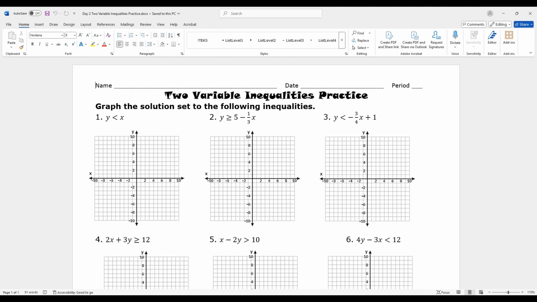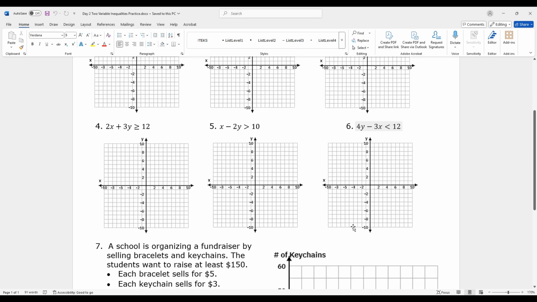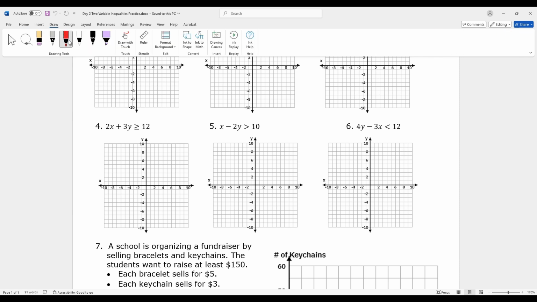All right. This sheet is mostly for you to practice. I'm going to go over a couple of them with you. Okay. I'm going to go over specifically number 5.